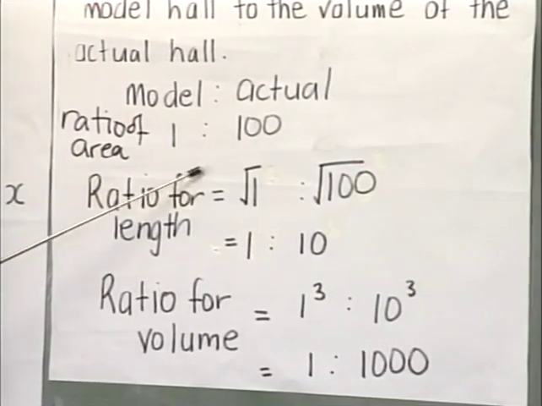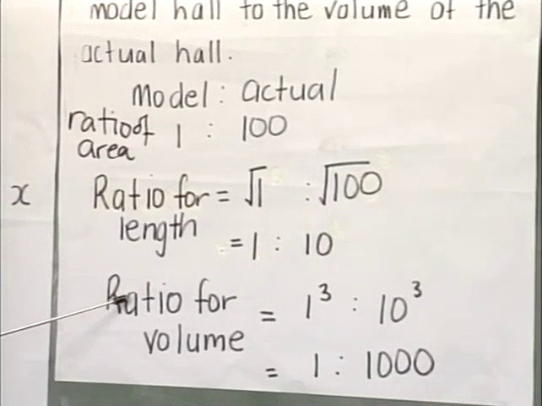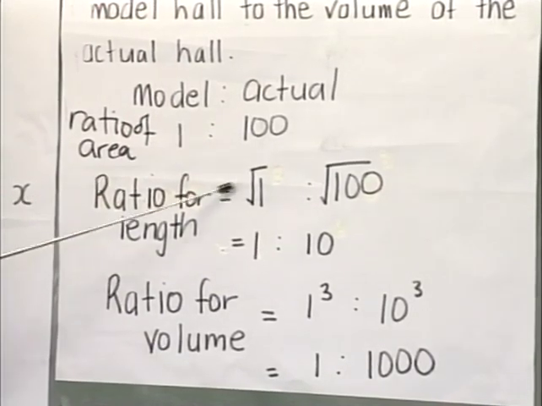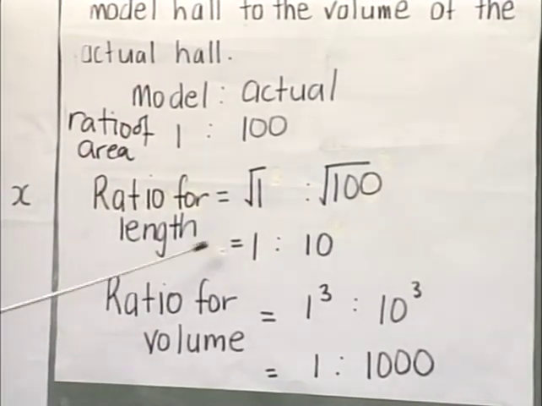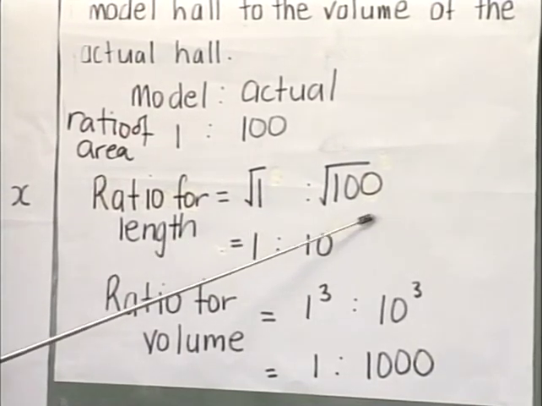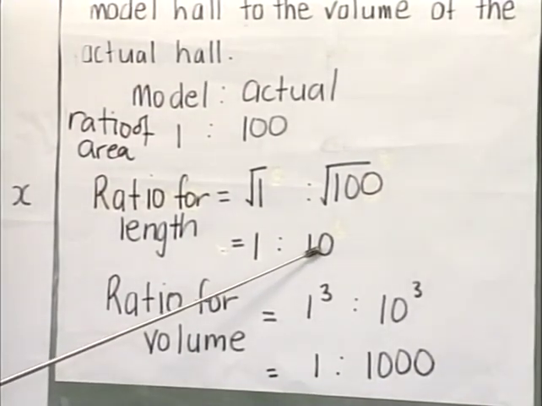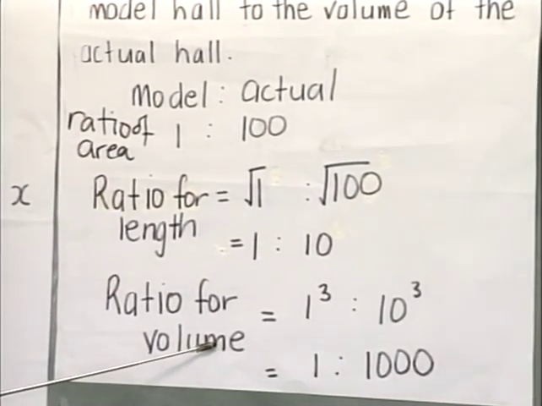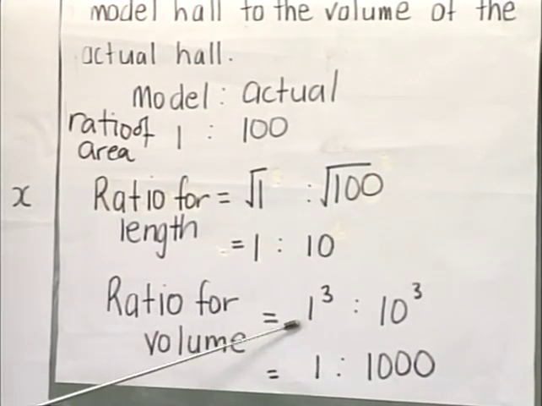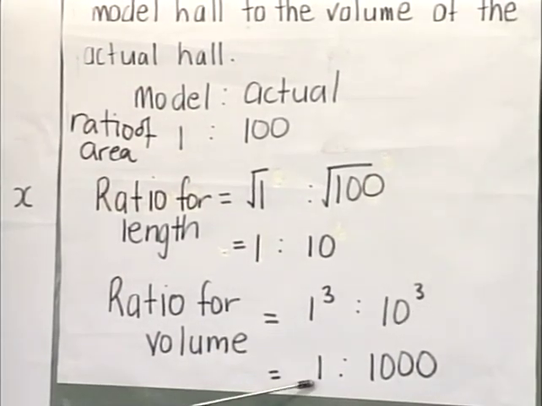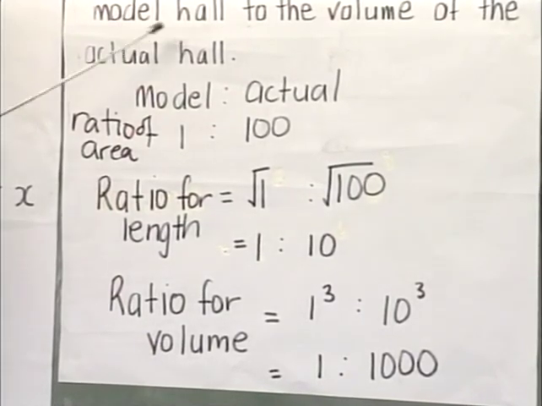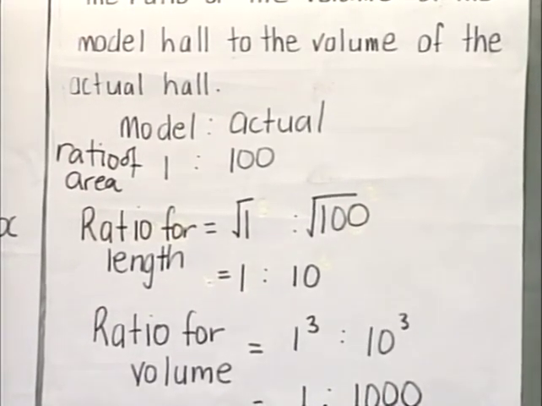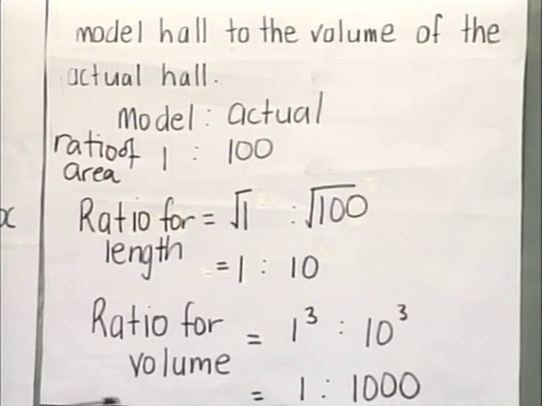So here, I cannot use 1:100 to find the ratio for the volume, because that's the ratio for the areas. So to get the ratio for the length, I will have to find the square root of 1 and the square root of 100, and I get 1:10. Because it's the length ratio that I cube to find the ratio of the volumes. So 1 cubed is to 10 cubed. I've got 1:1000. So that is now the ratio of the volume of the model hall to the volume of the actual hall. Is that clear?